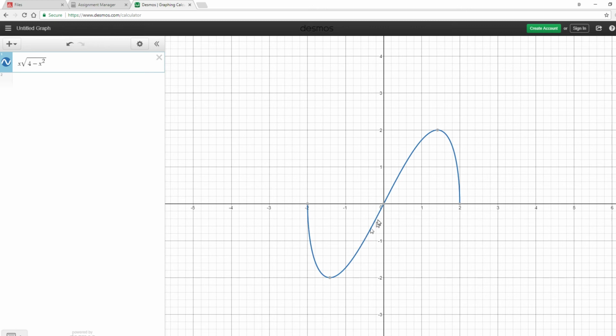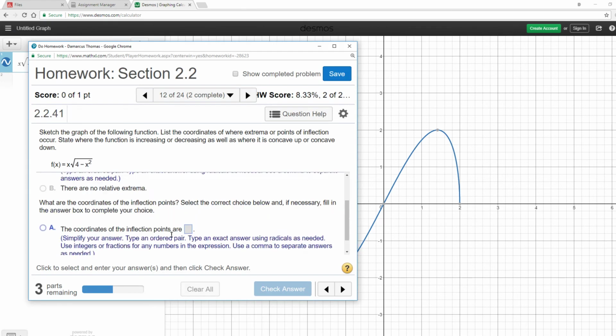And as you can see, our function is increasing along this interval, and once it hits this point, it actually stops increasing. It almost stays constant for a little bit, but it actually stops increasing, and then it goes back the other way and starts decreasing. And when it does that, and there is no relative min or max there, we call that a point of inflection. So we're going to go back into our problem there and plug that value in.